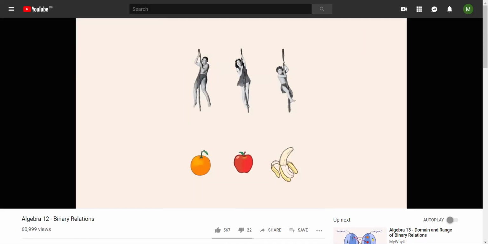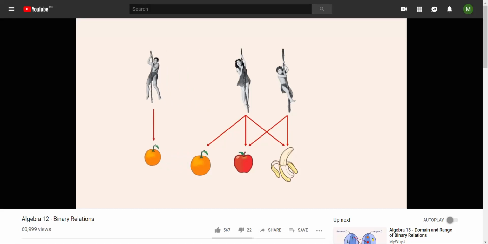One possible relation between these people and fruit would be that certain people in set A like certain fruit in set B. For instance, let's say that Tarzan likes oranges, Boy likes apples and bananas, and Jane likes oranges, apples, and bananas. Instead of drawing multiple arrows from a single person, we could represent this relation by a collection of individual arrows, each connecting one person to one fruit.